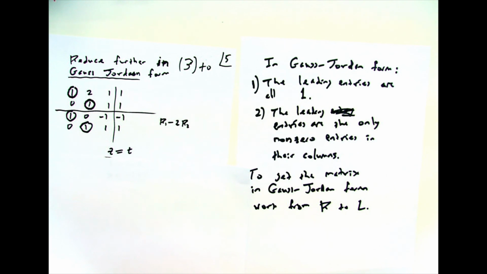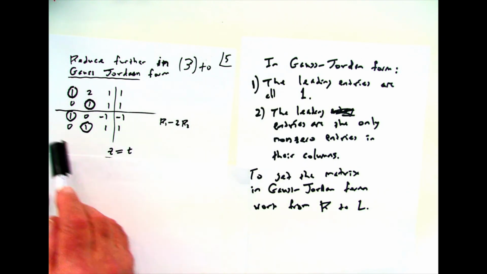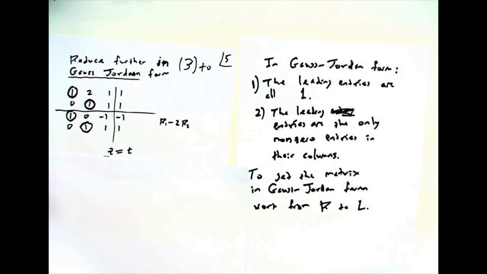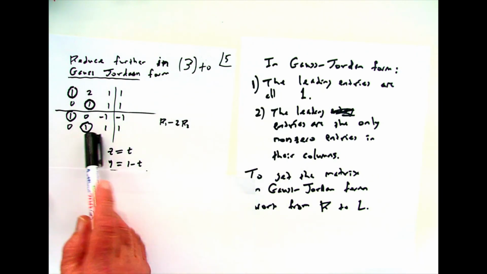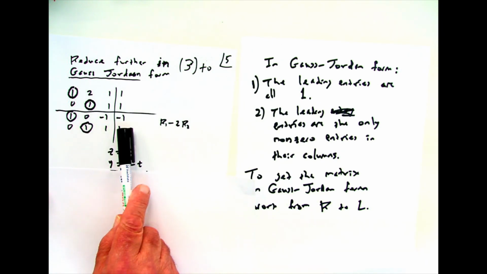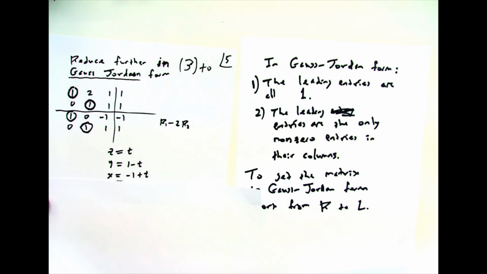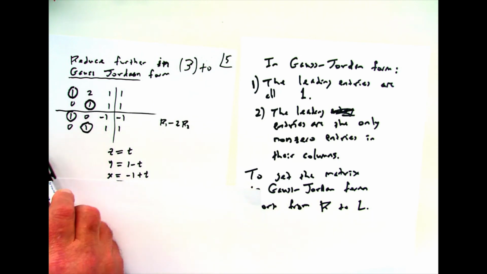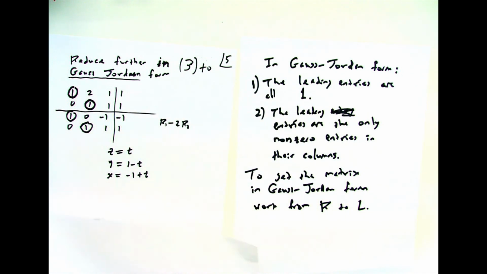So what was the point of doing this? Well, now we can read off the solutions a bit more easily, because we've still got the one free variable z. So z is t. Now we solve for y. Y is 1 minus t. And then we want to solve for x, and it's a little bit easier to solve for x because there's a 0 over here. So we can see x is minus 1 plus t. So we do a bit of extra work doing this row operation, but then it's easier to read off the solutions.